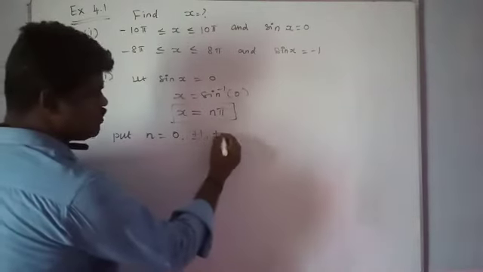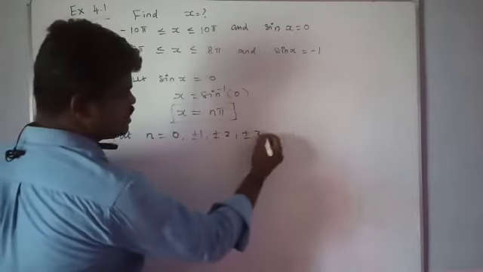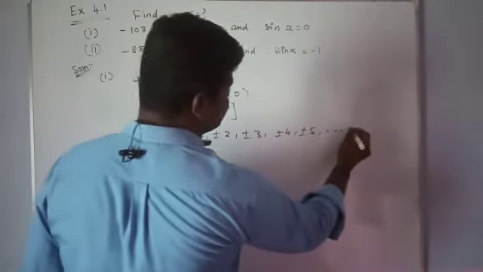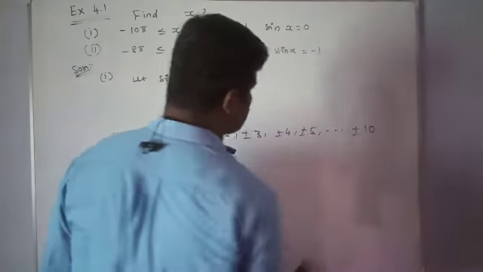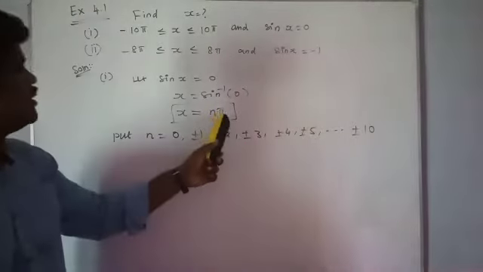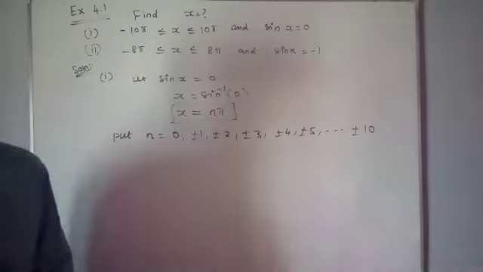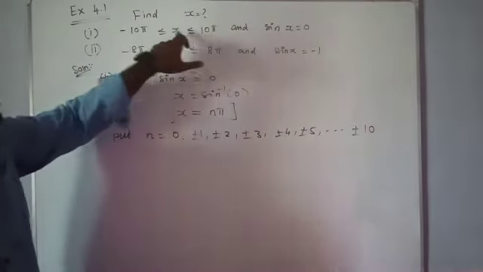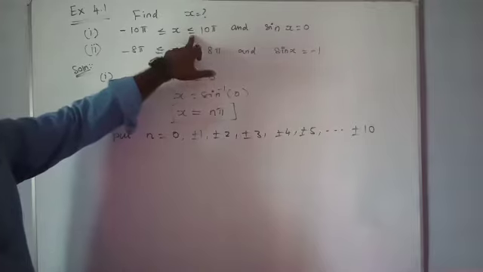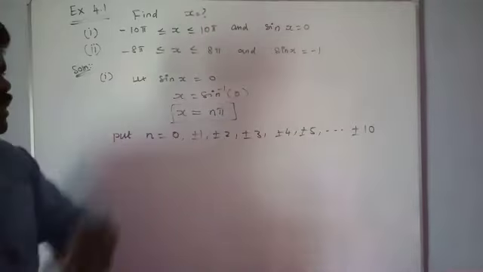Up to plus or minus 2, plus or minus 3, plus or minus 4, plus or minus 5, and so on, plus or minus 10 also. If we put n equal to 10, the answer is 10 pi. 10 pi lies between minus 10 pi to plus 10 pi, because the less than or equal to sign is there. So 10 pi lies in the range.